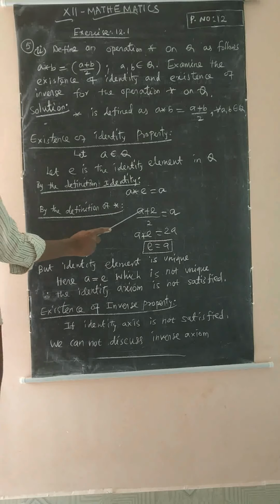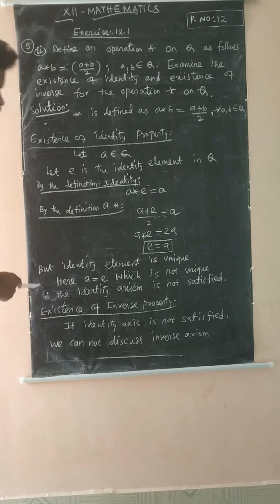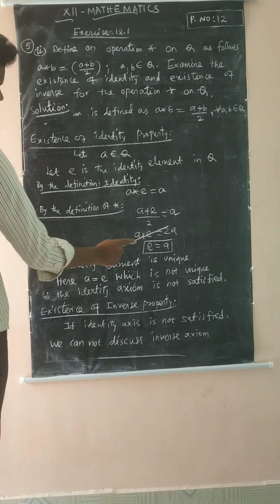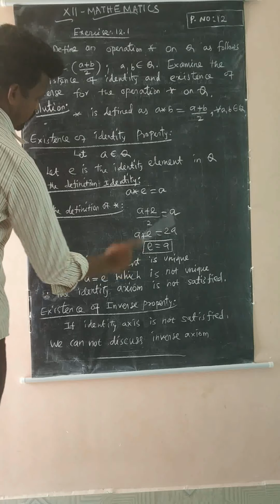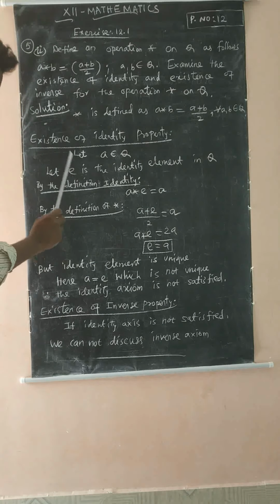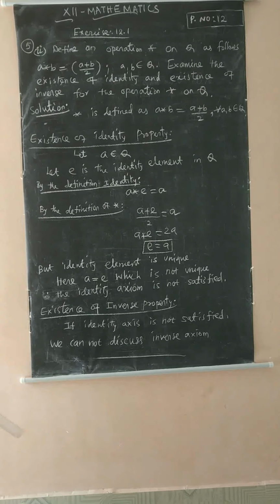In the same manner, (A plus E) by 2 is equal to A. So cross multiply: A plus E is equal to 2A. Take A to the other side: E is equal to 2A minus A, which is A. E is equal to A. So here the identity element is equal to an arbitrary element. But the identity element is unique. The identity element is unique; in the previous class we saw that topic, the theorem. Here the identity element is unique in each set. So here A equal to E, which is not unique.